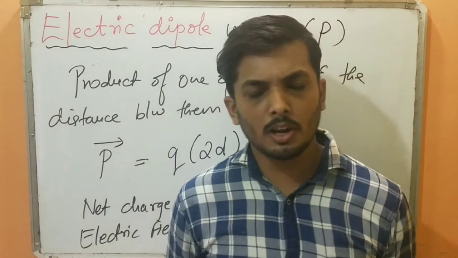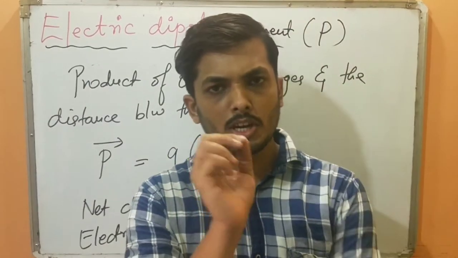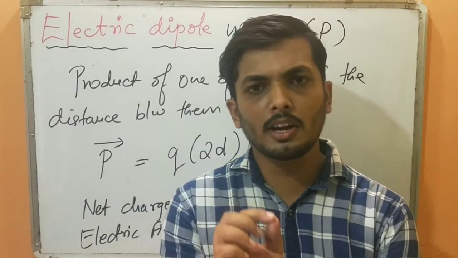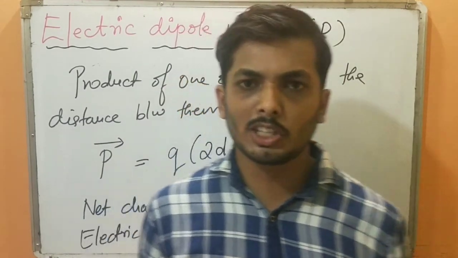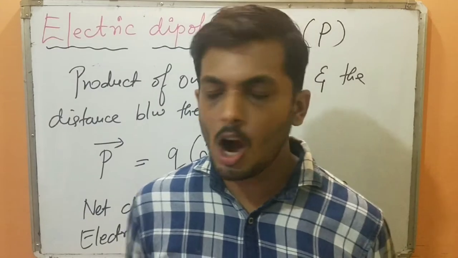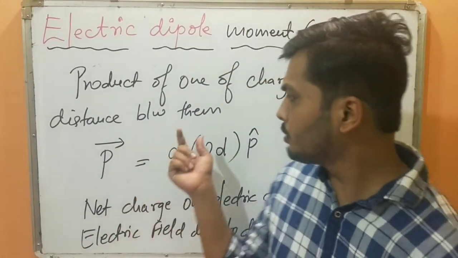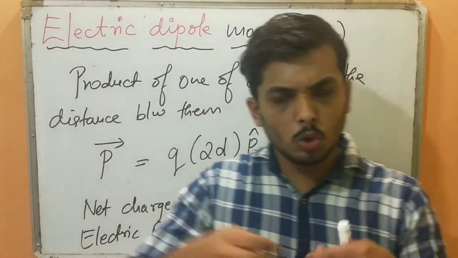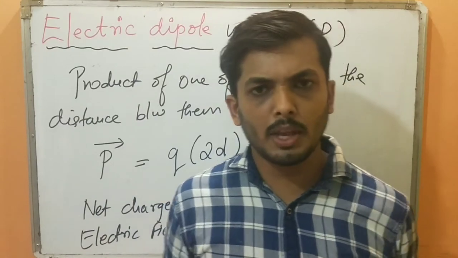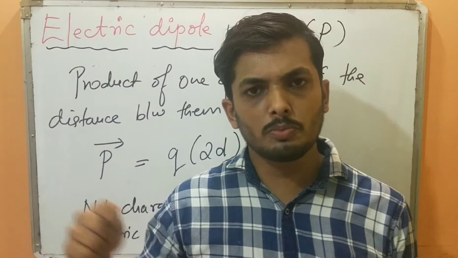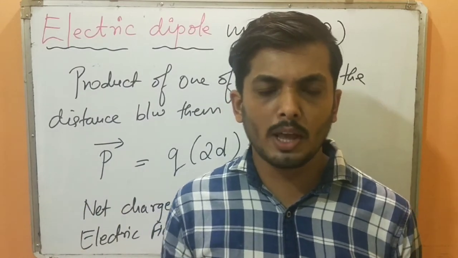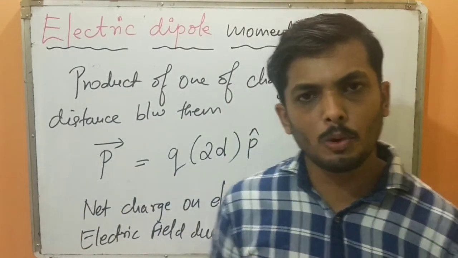So this much is clear about the dipole. What did we start with? Electric dipole. An electric dipole is a set of two equal and opposite charges separated by a certain distance. How do you show it in a diagram? Minus q and plus q separated by a certain distance, which I name 2d. The distance between minus q and plus q is called the dipole axis, and the center is known as the dipole center.